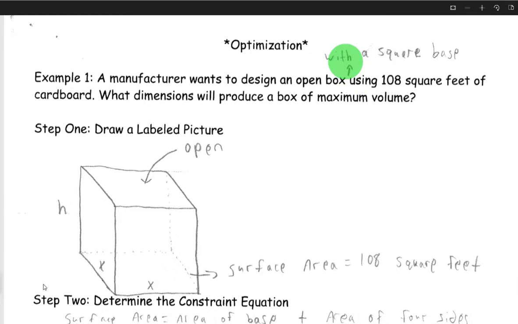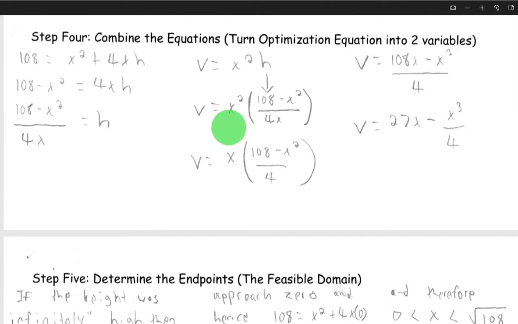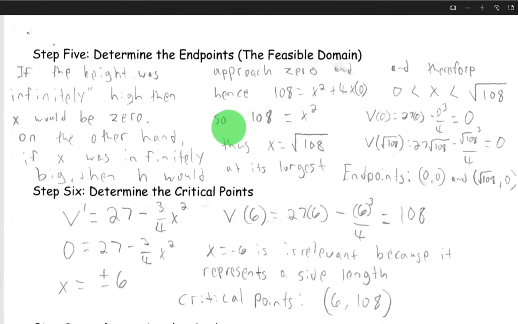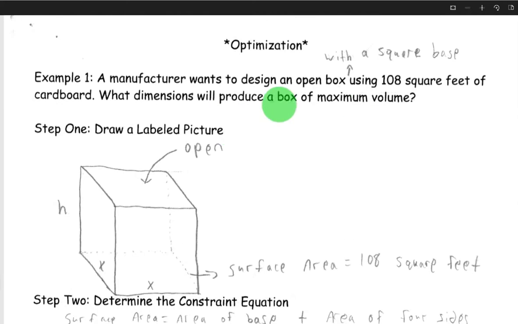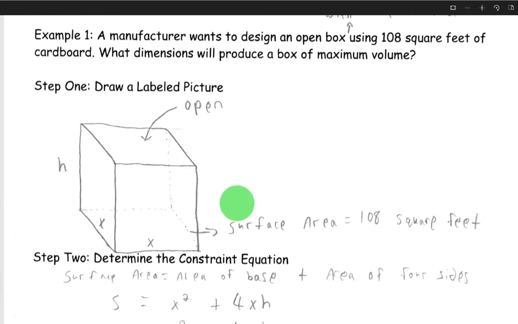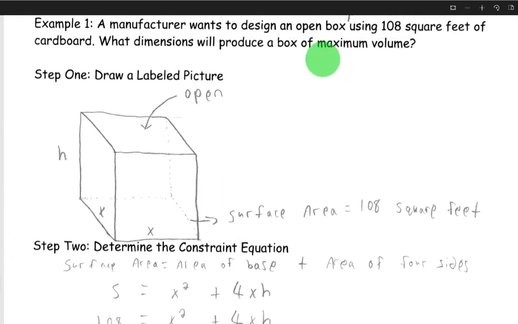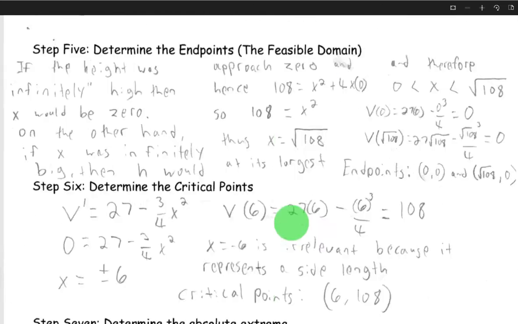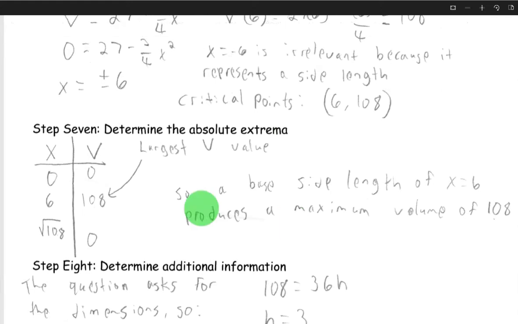We've already alluded to step 7, so this won't take very long. Basically, once you've figured out your critical points and endpoints, you can compare them to figure out your extreme values. For example 1, we're trying to figure out a box of maximum volume. And so all we have to do is look at the biggest value that occurs between our critical points and our endpoints. We make a chart of our two endpoints and our critical point.